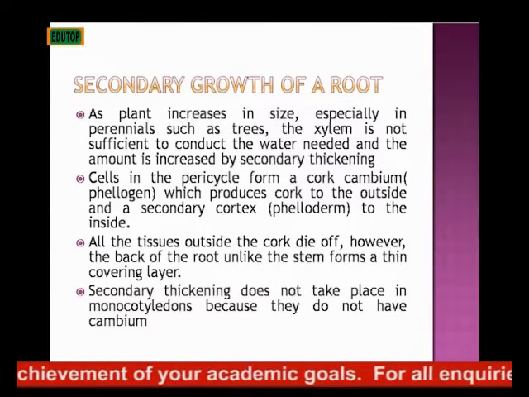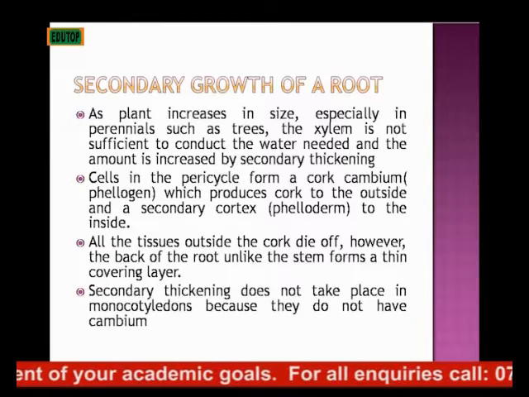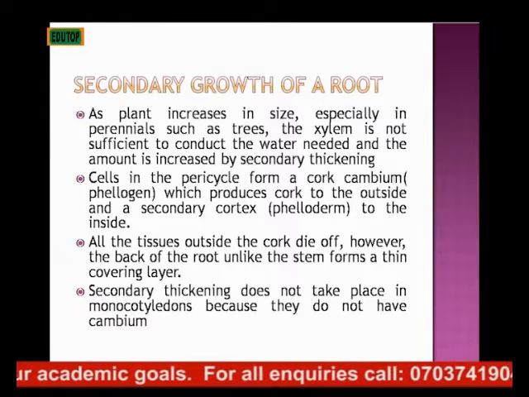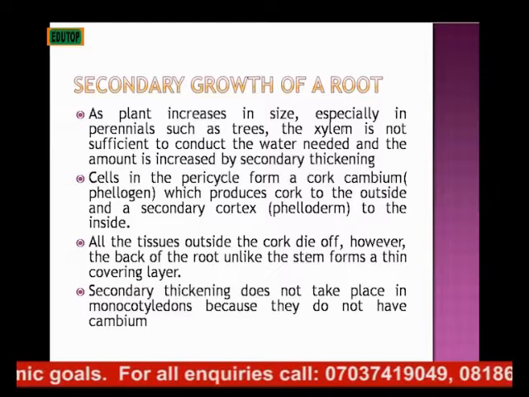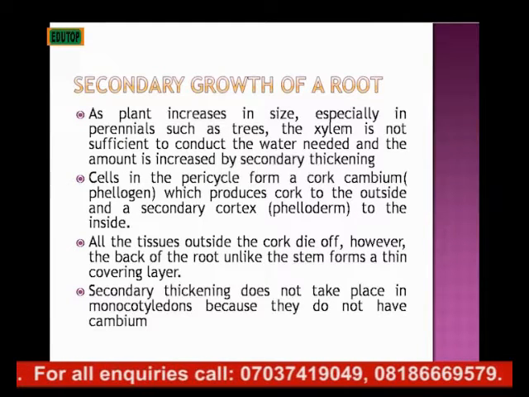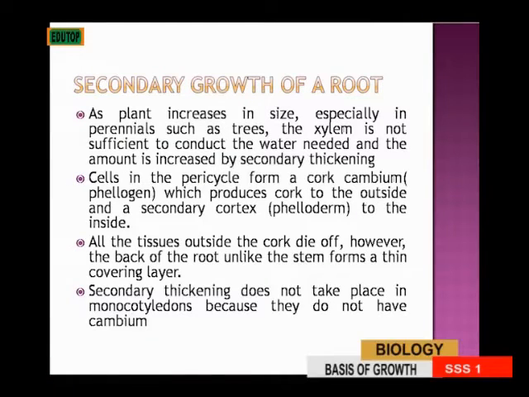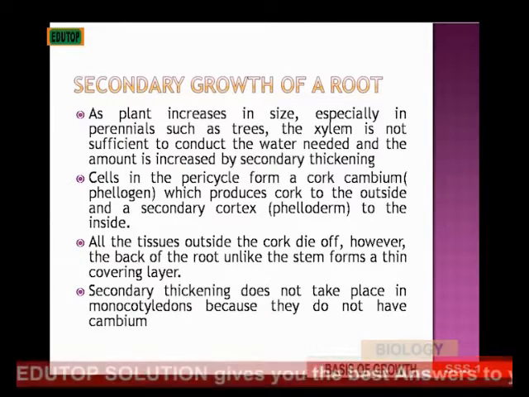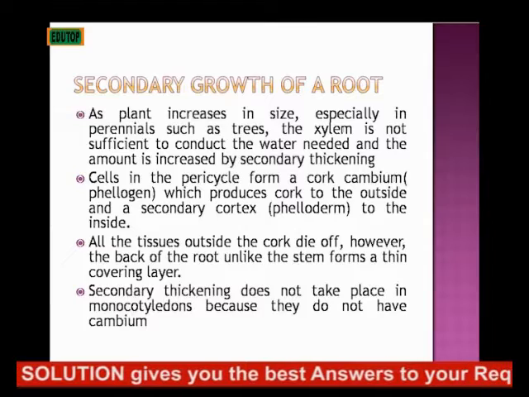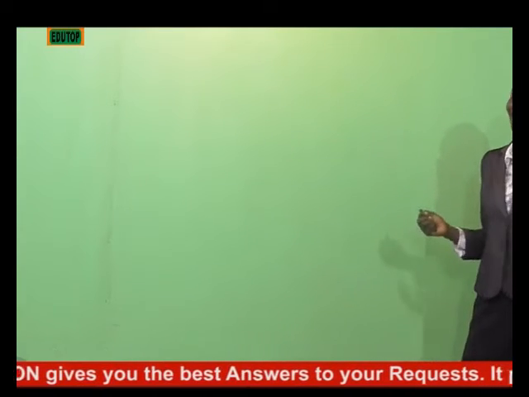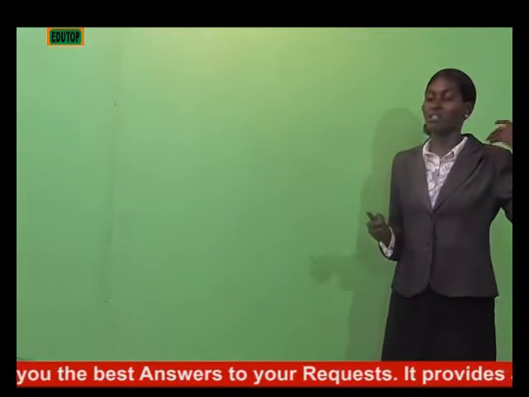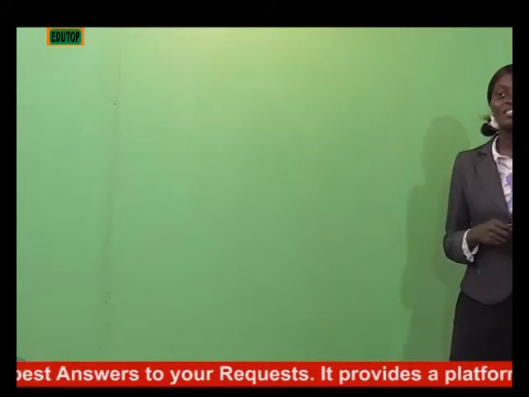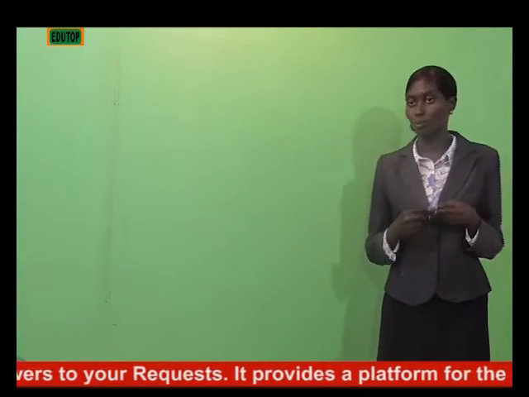All tissues outside the cork die off. However, the bark of the roots, unlike the stem, forms a thin covering layer. The bark of the stem is very thick, and people have made herbs from it. But the bark of the root is so thin, unlike what we have in the stem. The secondary thickening does not take place in monocotyledons.